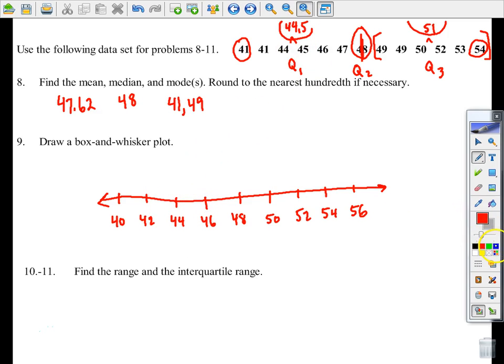So 44.5, let's just change color. Here's 44, so I'm just going to estimate 44.5 to be about right there. All right, and then of course 41, we can go ahead and put it on here. 41 is right in between. 48, which is my Q2, of course it's right there. 51, which is Q3, and then the highest value. Okay, so for Q1, 2, and 3, I'm going to draw lines through them. They get vertical lines, and then I'm going to draw a box.